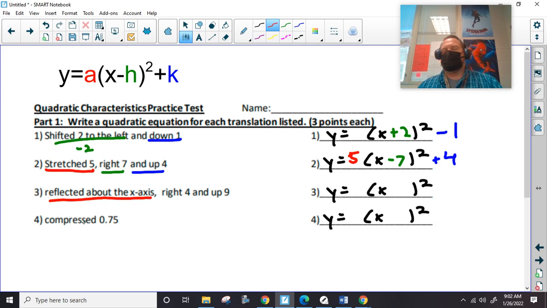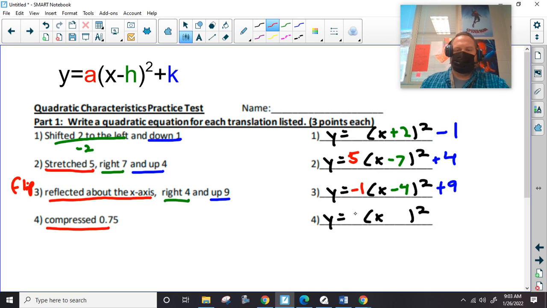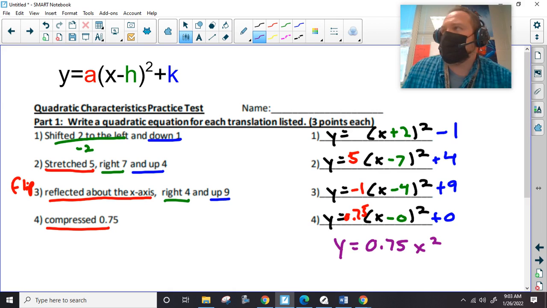Reflected about the x-axis. Remember, this is the same thing as I would call flipped. So if you put a -1 or a negative right there is fine. Right 4. Up 9. And then we have this one just compressed. Okay. 0.75. Now, you could have written -0 +0, or if you wanted to, simplify it down, you could have just done this. Either one is fine.